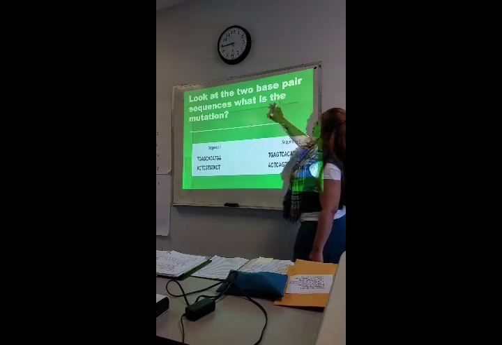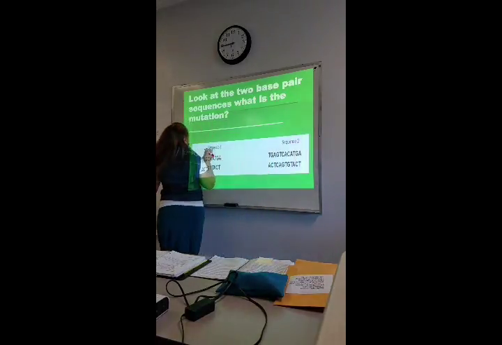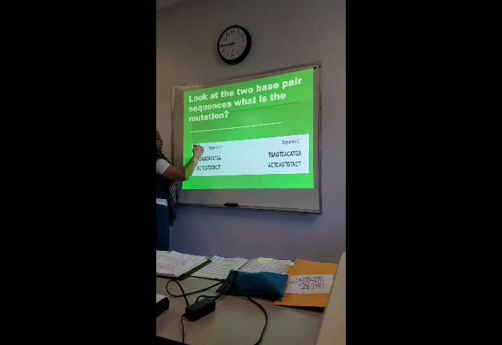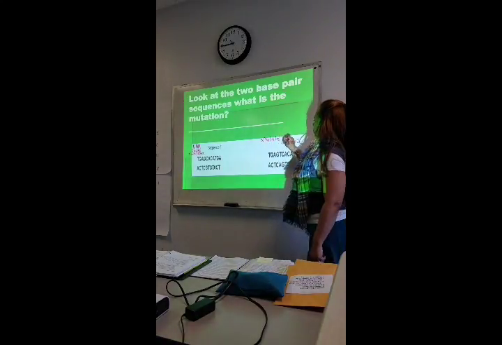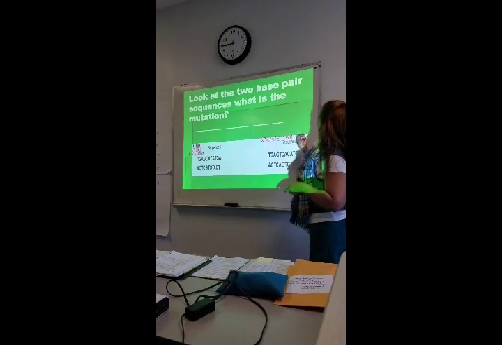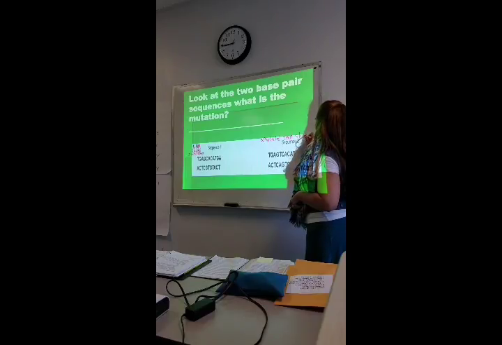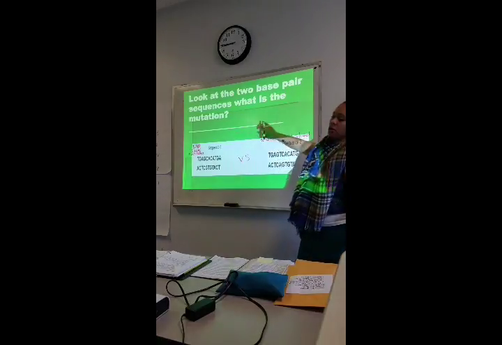But what we're going to do is look at the two base pair sequences. What is the mutation? This is sequence 1, the DNA strand. Go ahead and label it: no mutation. And this is the mutated one. If I say mutated, what am I meaning? Change in the DNA. What of the DNA? Bases, very good. So this is a mutated DNA strand. Now when you compare this to this, what's the mutation? Take a moment and do that.